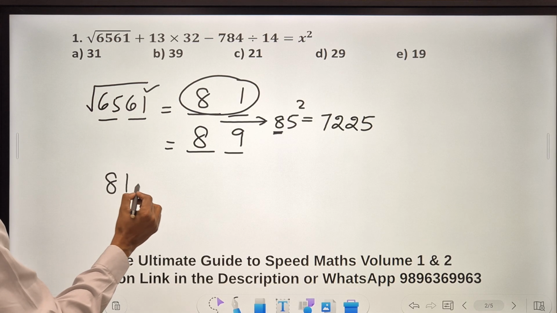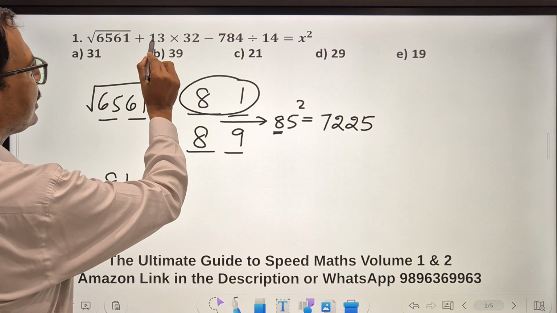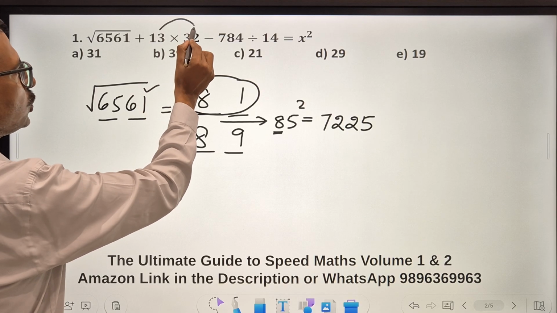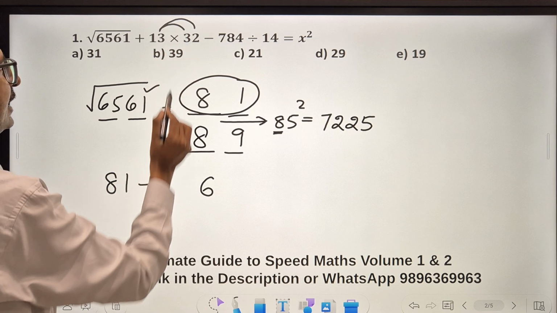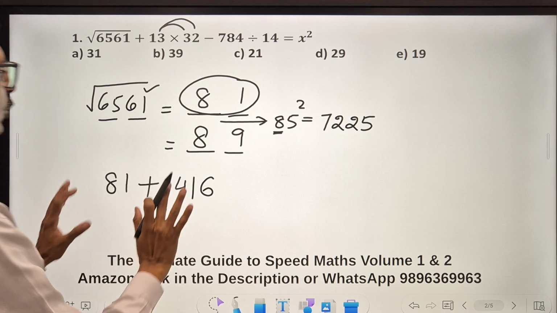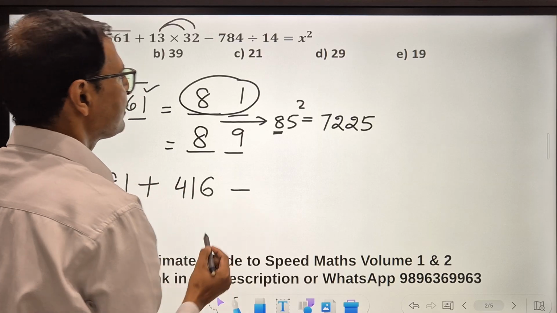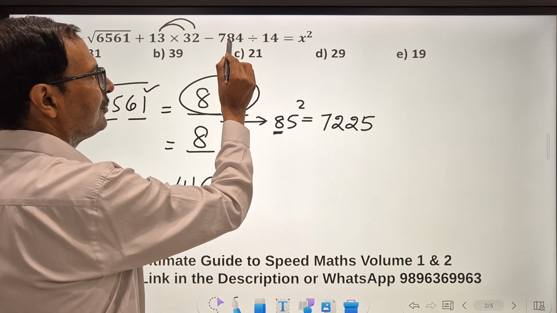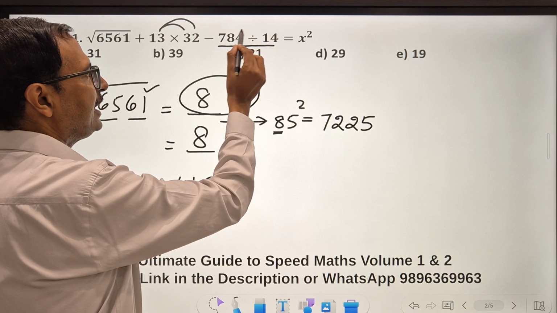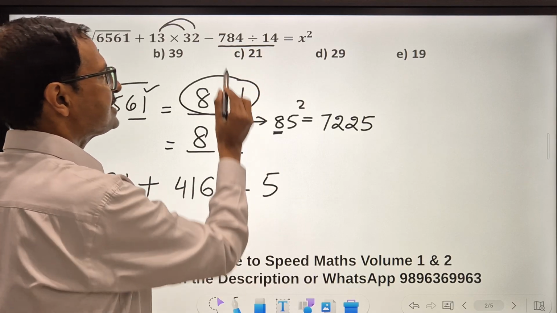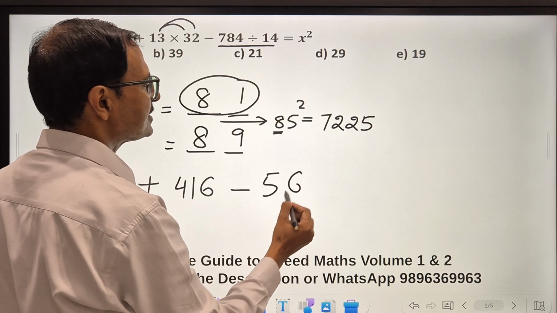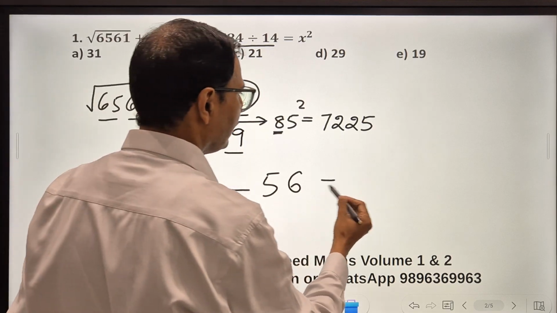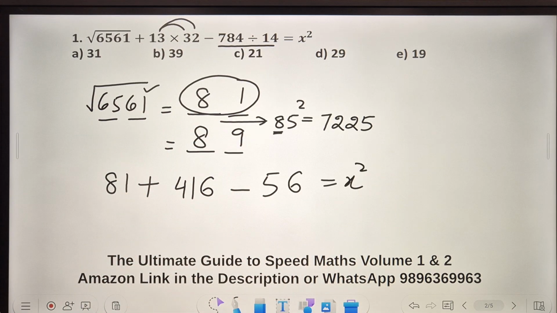Now 81 plus, we have a 13 times table here. 13 2s are 26, 2 carry, 13 3s are 39 plus 2, 41. So we have 416. Minus, see here, 14, this is a division problem, right? 14 5 times is 70. We are left with 8, 84. 14 6 times is 84. And there we go. Where is the problem in the question? We have a plus minus question now.